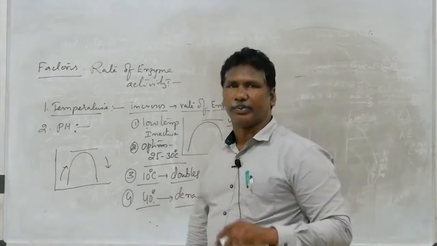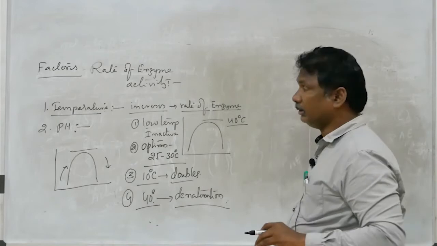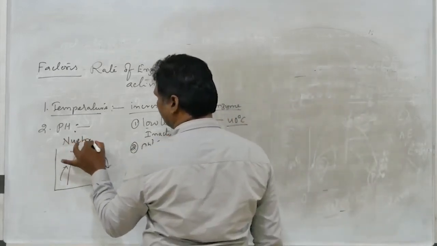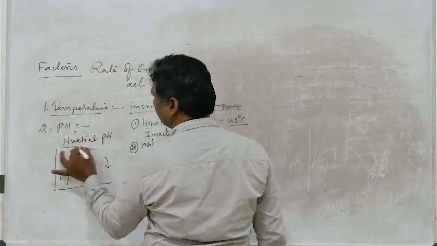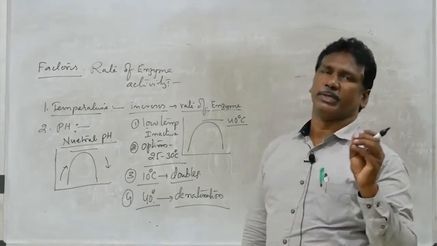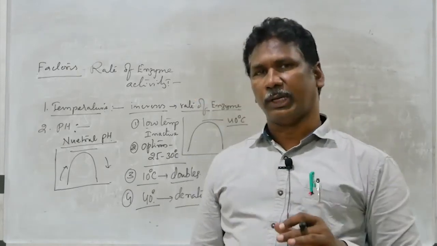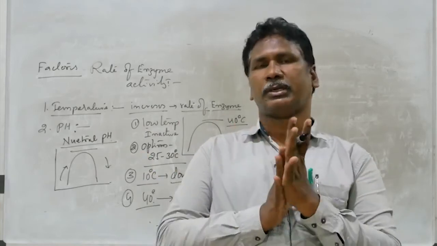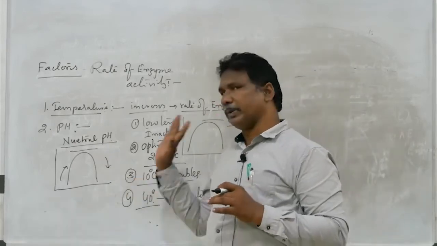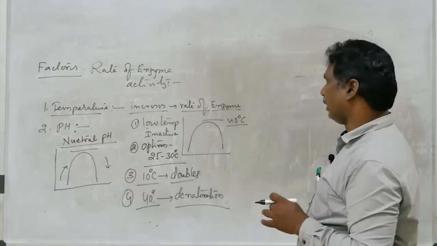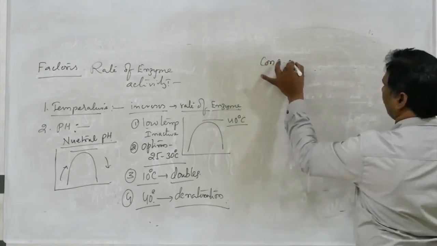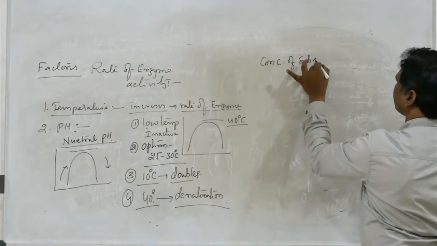But remember only one important point that is not there in your book. Most of the enzymes are active in neutral pH. Some enzymes are active in acidic pH, some are in alkaline pH, but most of the enzymes are active in neutral pH. Okay. So the last important one, concentration of the substrate.